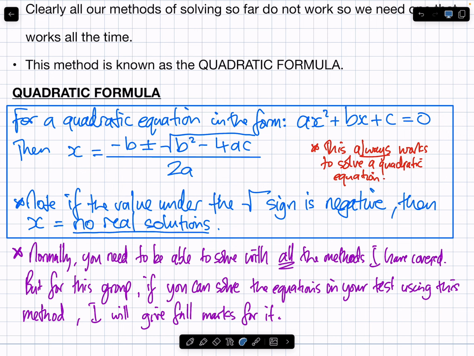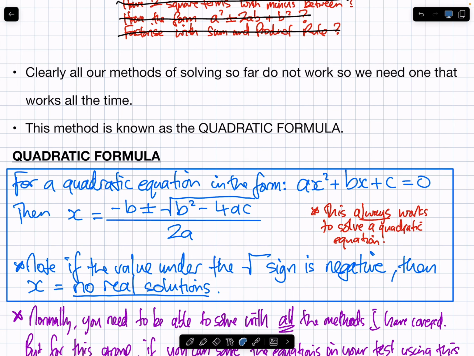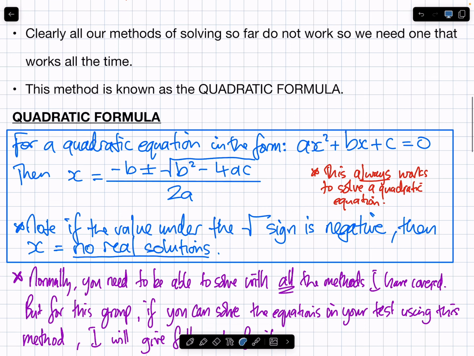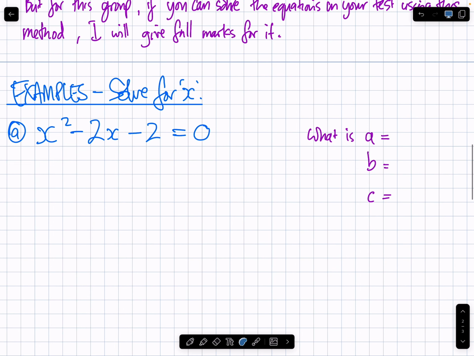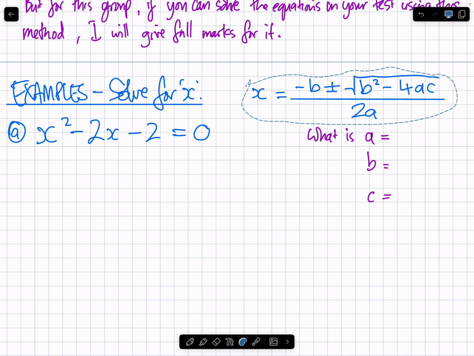You don't need the purple, that's just for me to explain to you. Normally the expectation would be that if the question said you need to solve it using factorization, you use factorization, okay? The allowance that I'm giving here is I've given you a way that works all the time. If you can solve it with that, you'll get your full marks. All right, let's see how that works. I'm going to paste this up here so that we can refer back to it over and over again.